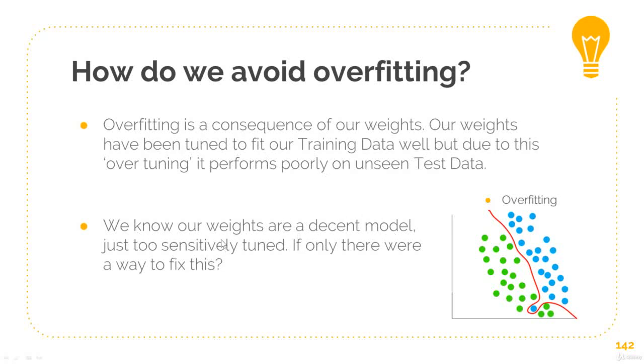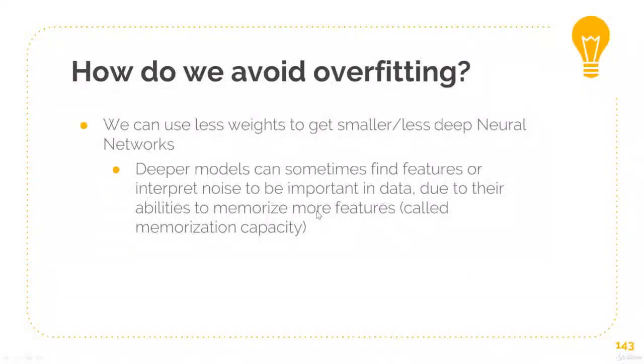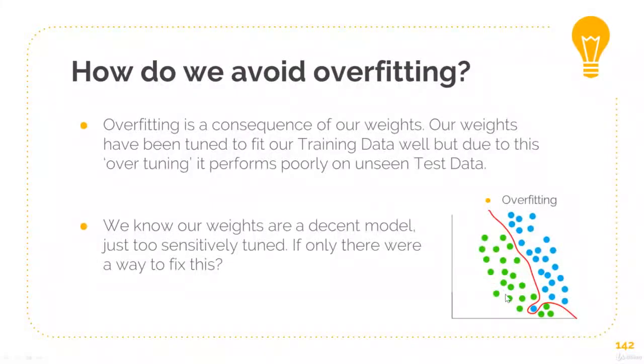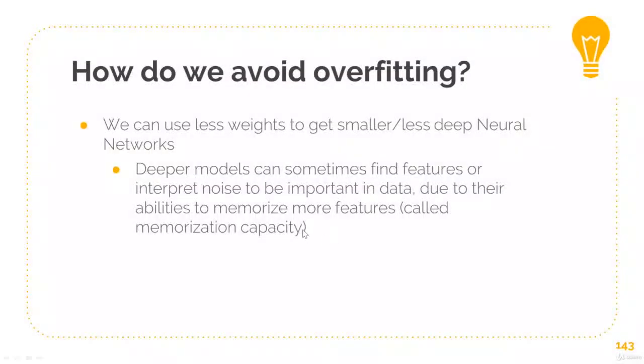So is there a way to fix this? What I mean by too sensitive is that it's optimized exclusively for our training data. So we can avoid overfitting by using a smaller, less deep model. Deeper models can sometimes find features or interpret noise to be important. Noise was an example of this here. This clearly wasn't that important, yet a deep model will actually try to figure out and model this. Due to their depth, deeper networks have abilities to memorize more complicated features, and that's called the memorization capacity.